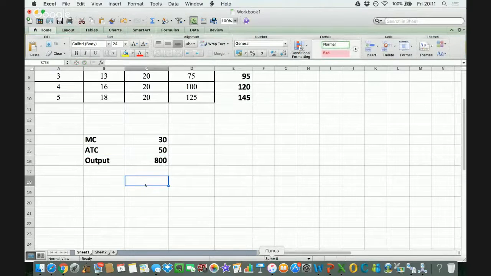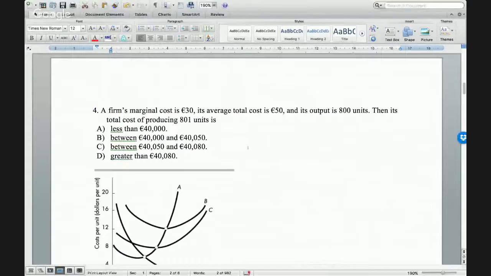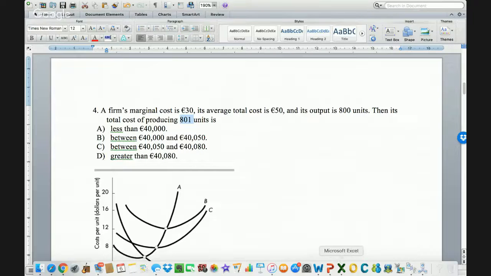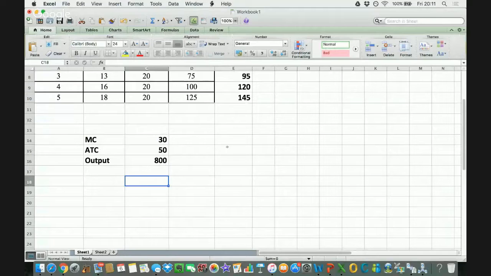Okay. And you are asked in the question that the total cost of producing 801 units is one of these. Okay, so we have an additional or marginal output, so an extra 1 unit. So how much is that going to cost a firm with this information here? Okay. Now the key thing is to understand what marginal cost is.